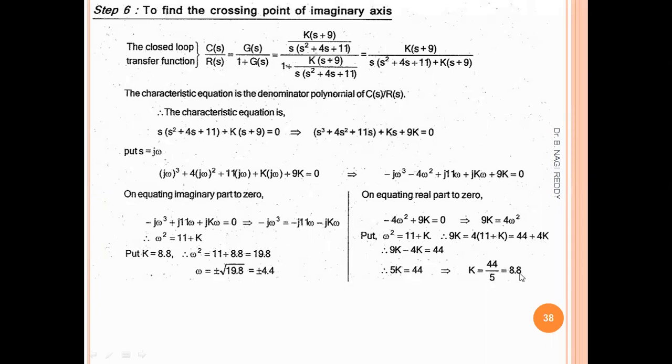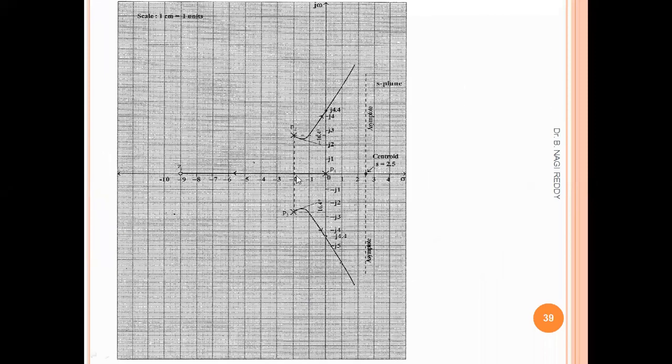So we have got the k value. Now substitute this k value here. So 11 plus 8.8, we will get 19.8 as omega square. So we will get the omega value as plus or minus 4.4. So this is the crossing point on the imaginary axis. Imaginary axis means a j point. So you can see our root locus curve has to cross the imaginary axis at j 4.4 and minus 4.4j.